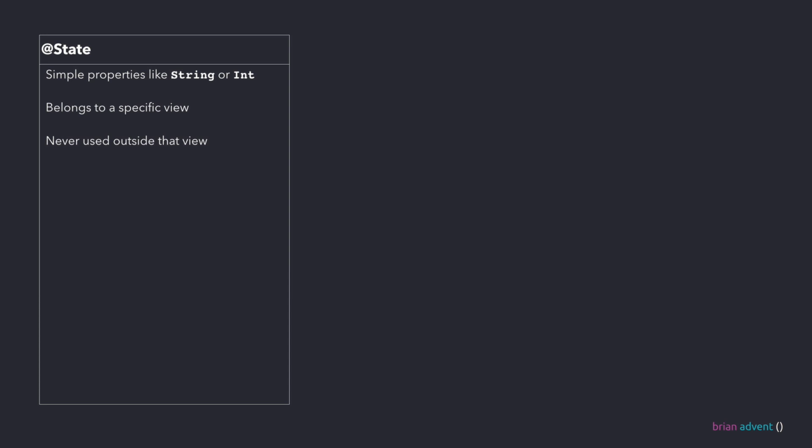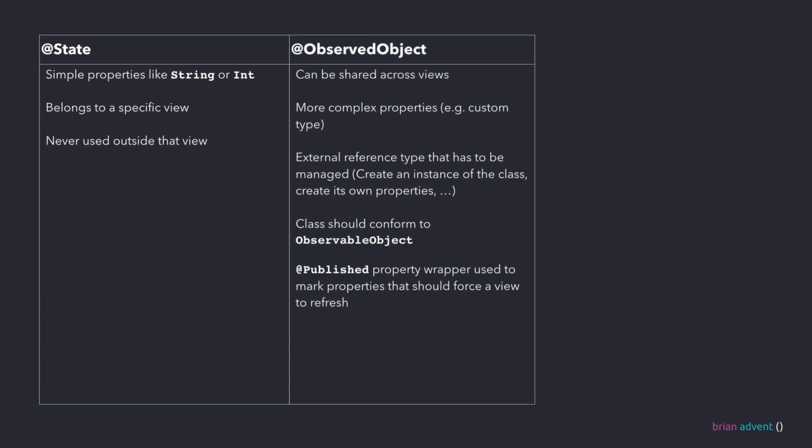The second kind of property that we can use is, for example, ObservedObject. An observed object, this is cool, can be shared across different views, and we can even use more complex properties and create our own custom types. And since our custom type is an external reference type, we also need to manage this type. We need to create an instance of the class in our view, we need to create our own properties, and the class that we're creating also needs to conform to the ObservableObject protocol. So these are just the technicalities that are important.